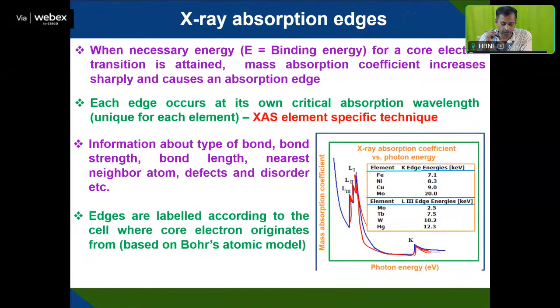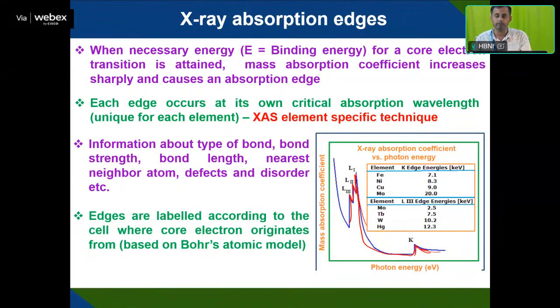It gives information about bond length, bond strength, nearest neighbor atoms, and defects. These are the things you are able to find out. For a core electron, you can see how many electrons are surrounding it in a 2D or 3D structure, get the nearest neighbor information, and see how they are sharing, whether 12 coordination, 6 coordination, or 4 coordination.